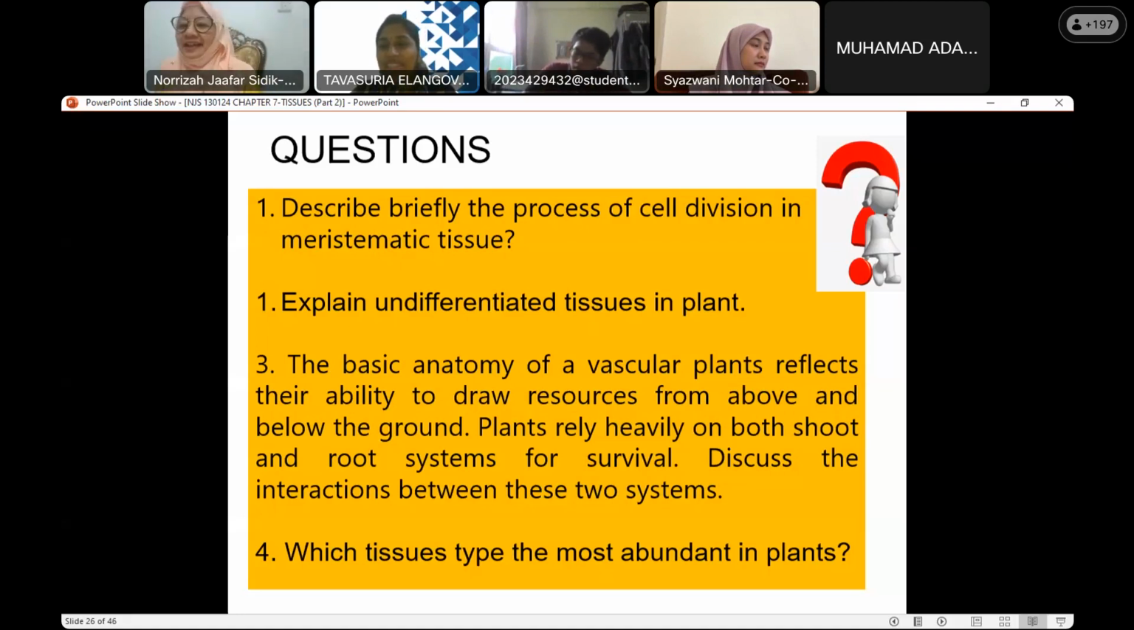Najiha, Aina mentioned all the phases already: prophase, metaphase, anaphase, and telophase. Okay, good. Please take note of the correction on the error, so they know. At least she gave a try, right?